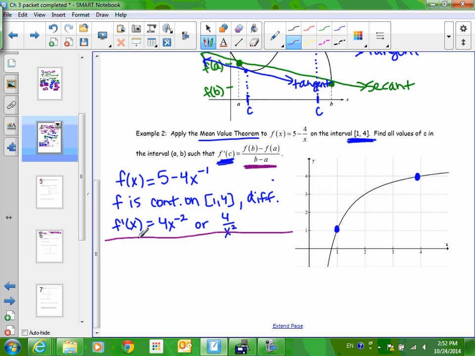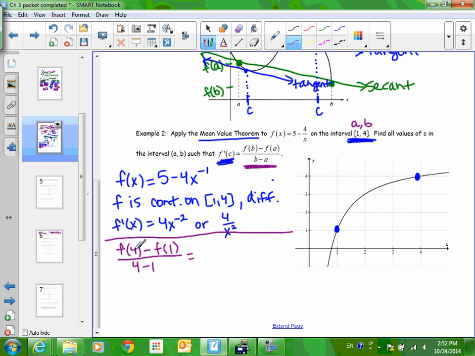So in our case, these are our A and B. So I need to do f of B, f of 4 minus f of 1, over just 4 minus 1. This is called the difference quotient. Remember that from when we did average velocity?